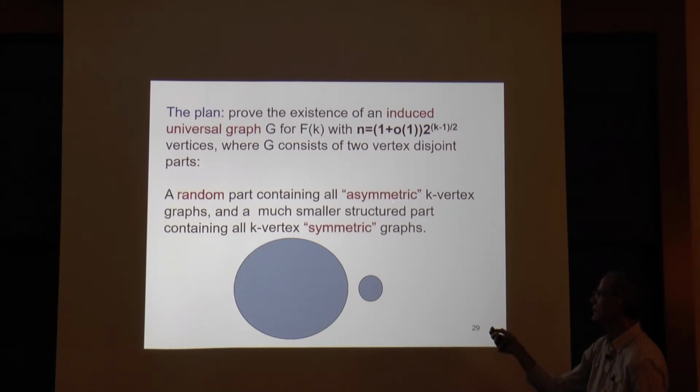And I wrote here asymmetric because for some technical reasons, we will have to define it not as graphs that do not have automorphisms, but as something a little bit more complicated. But somehow the intuition should be that this will be for the graphs that do not have automorphisms, because as we saw, the random graph is good for them. And then we will have a small part that will contain all the symmetric graphs. We have to define what symmetric means, and we have to decide how to find this small part. This is what we try to do.